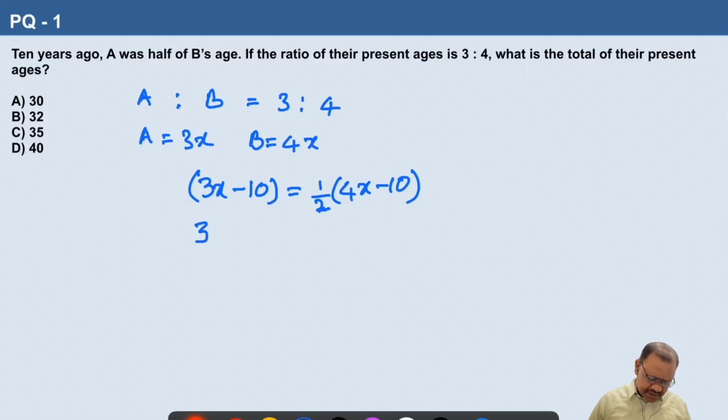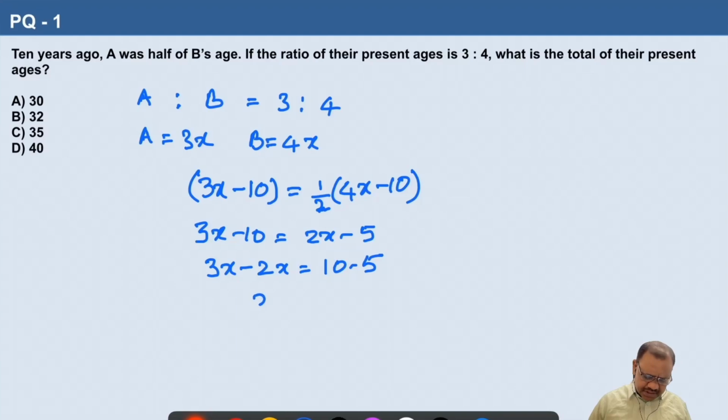Simplify. 3x minus 10 is equal to 2x minus 5. Divide both the terms by 2. So if you get 2x this side, it becomes minus 2x, and minus 10 if you bring it to right side, it becomes plus 10. So that is x is equal to 5.